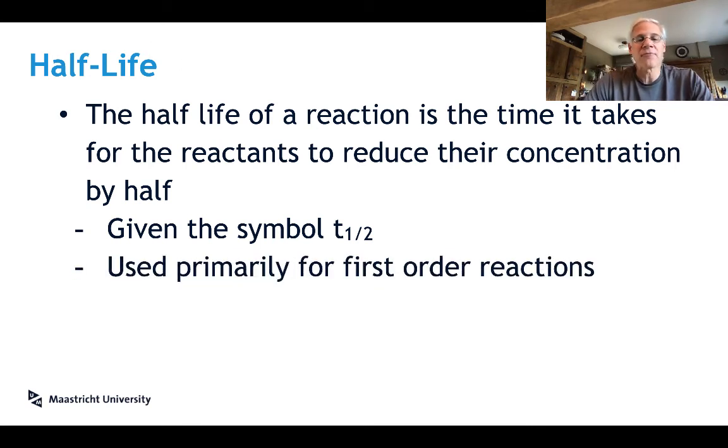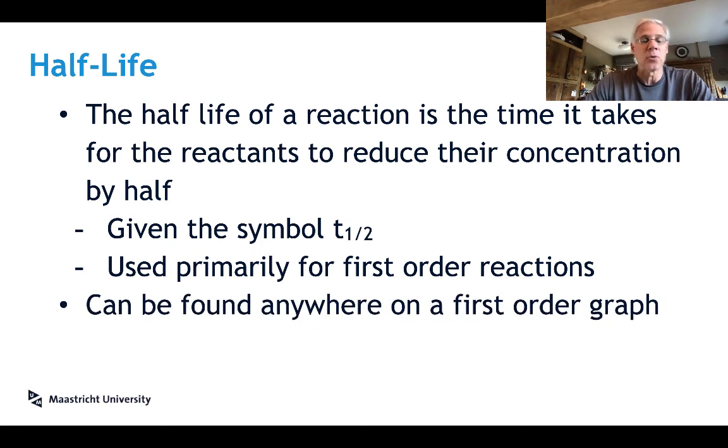Now we use half-life primarily for first-order reactions, particularly at this level of chemistry. The reason for that is because the half-life time remains constant during the life of the reaction for first-order reactions. Because of the equations, zero and second-order reactions have a variable half-life because they are dependent on the starting concentration, whereas your first-order reactions are independent of starting concentrations. So if you have a graph of concentration versus time for a first order, you can find the value of the half-life anywhere on that graph.